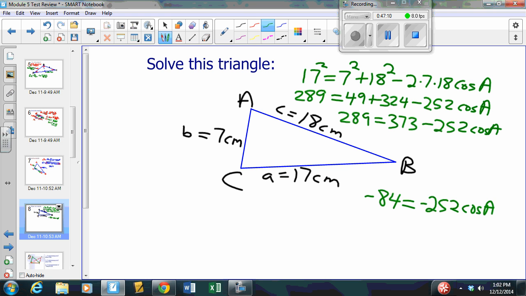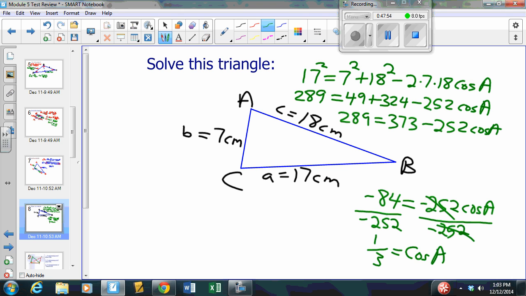Then what do I do? Divide by negative 252. Those cancel out. What's negative 84 divided by negative 252? Give me 4 decimal places. 0.3333. What? It's 1/3? Oh, okay. Thank you. I couldn't tell that that's what you said.